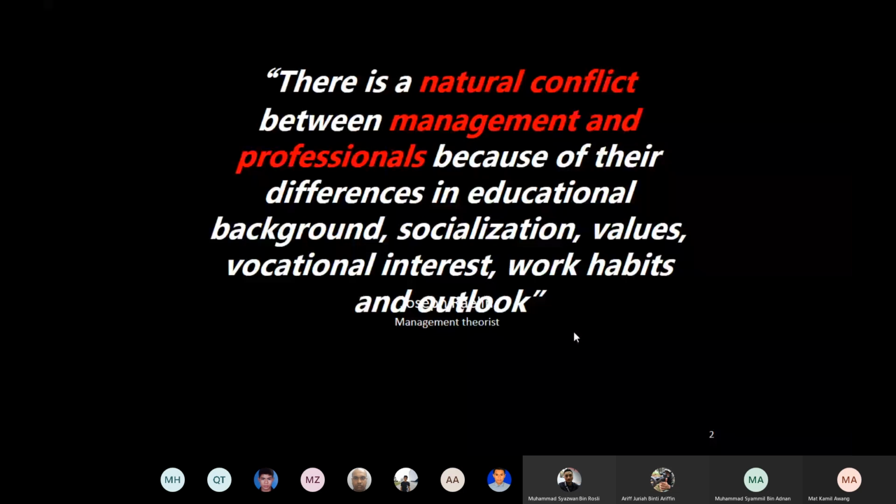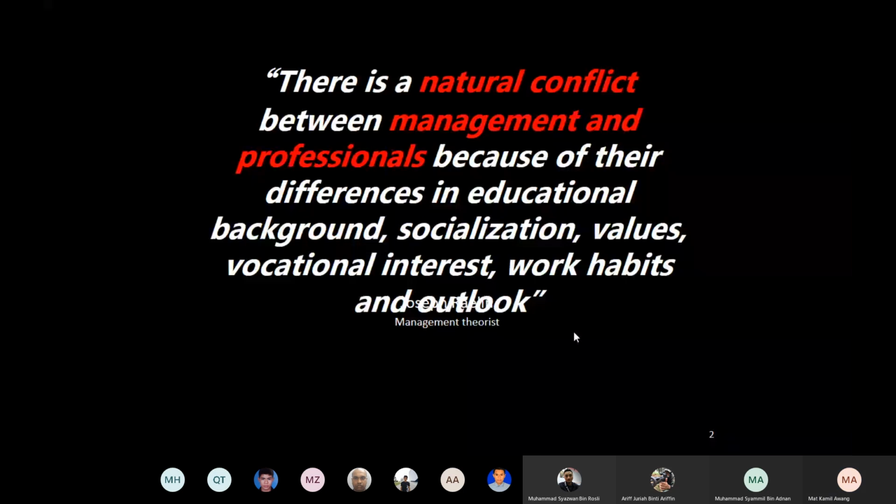What it says is that the people who manage and the people who do skilled work as professionals, such as engineers, doctors, accountants, lawyers, have a natural conflict between these two. Why? Because of their differences in educational background.